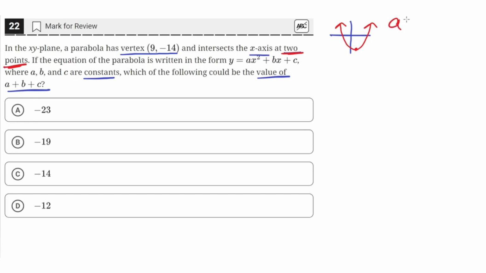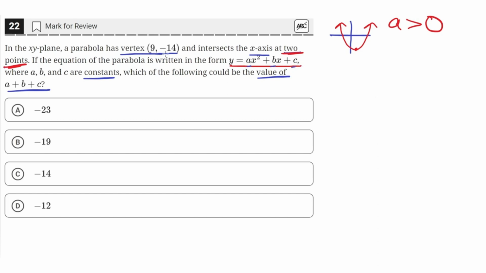This means that the a value in our standard equation for a parabola must be greater than 0. It needs to be a positive non-zero number. Okay, so now that we know what our a value should look like, we can solve for the values of a, b, and c.